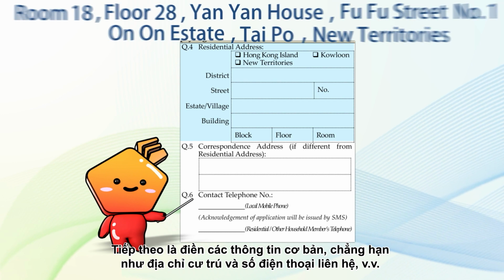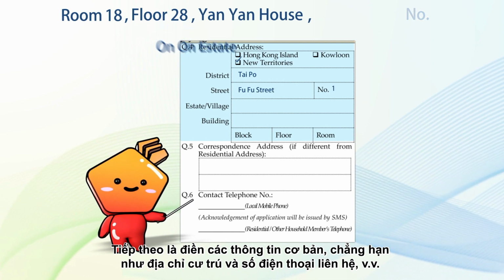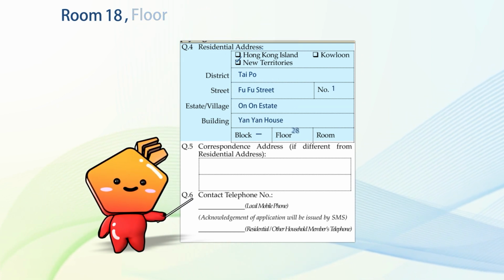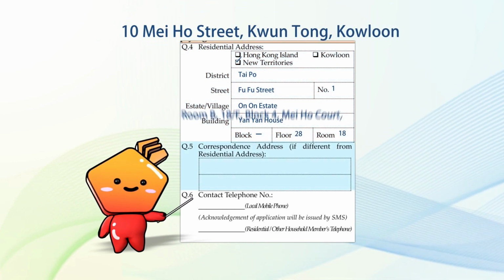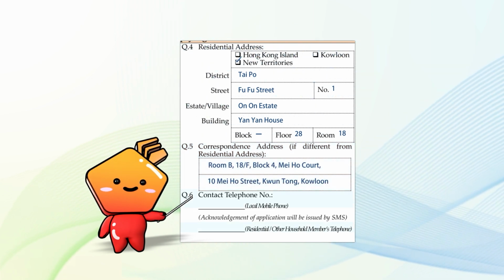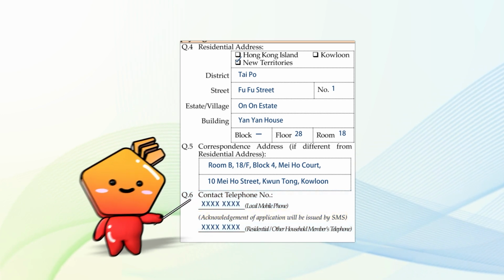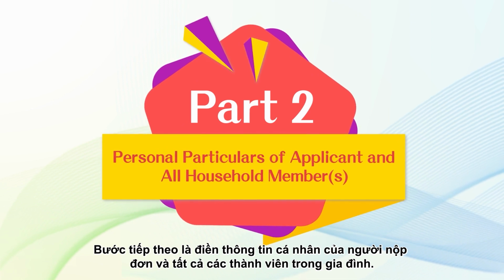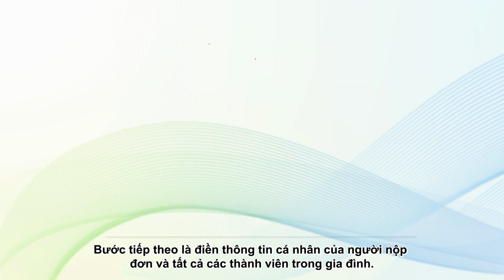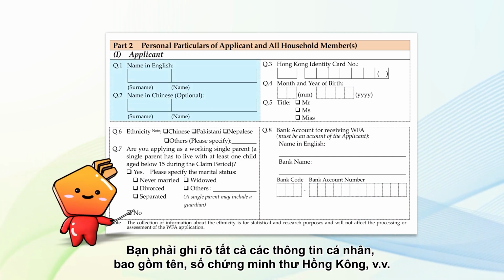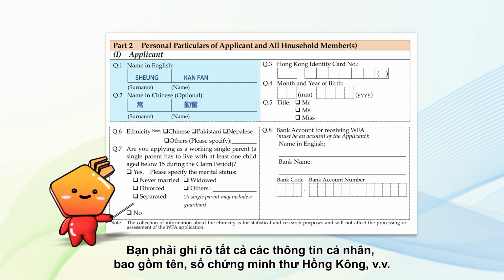Next is to fill in basic information, such as residential address, contact phone number, etc. The next step is to fill in personal particulars of applicant and all household members. You must clearly fill in all personal particulars, including names, Hong Kong ID card numbers, etc.